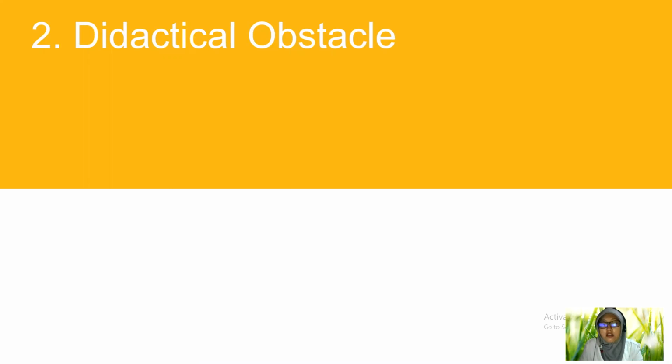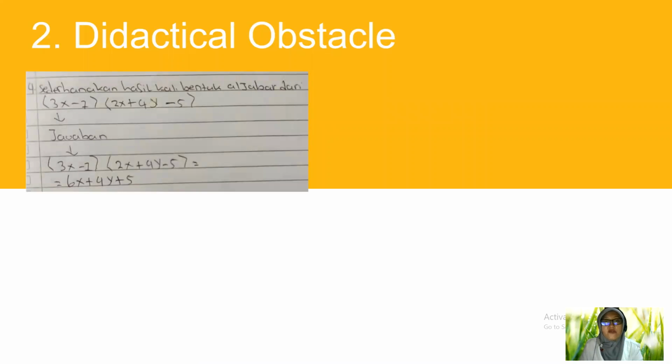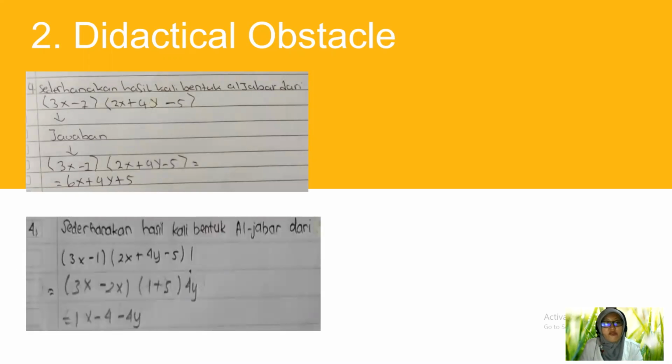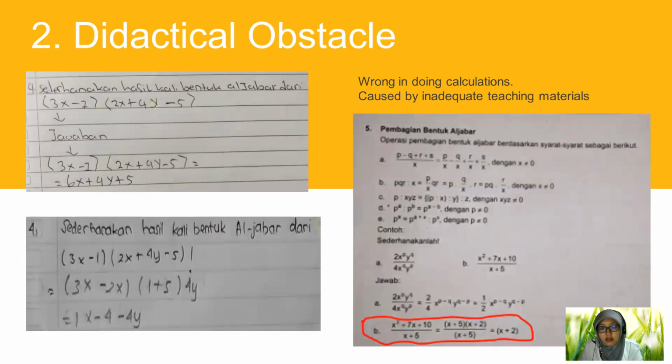The second, didactical obstacle. In the first and second figures, both of them have the same mistake. The mistake is wrong calculation caused by inadequate teaching materials. This is the material they have used to learn algebra, unified algebra.